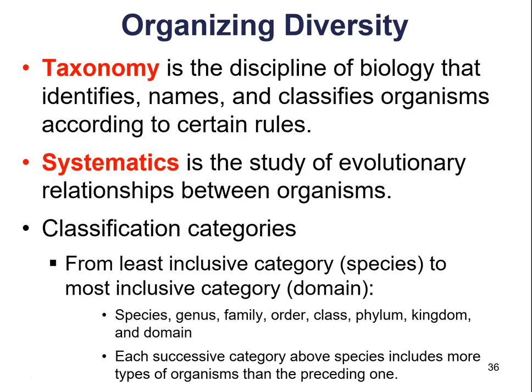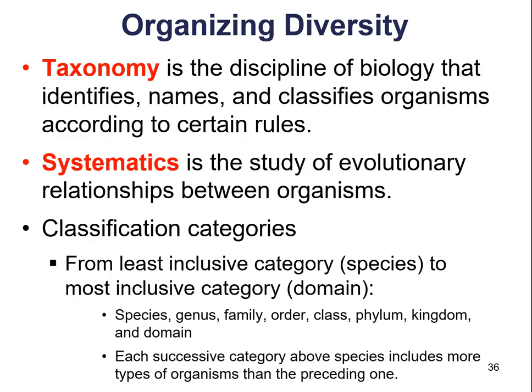Systematics is another branch of biology where scientists study the evolutionary relationships between organisms, and you need to have these two disciplines come together to really classify and set up these evolutionary trees like we were just looking at.